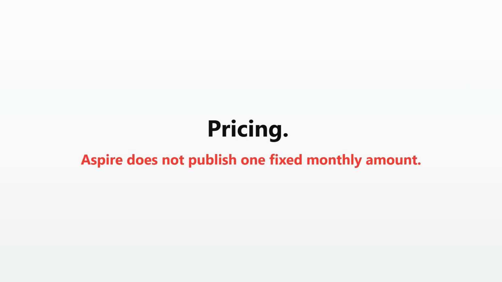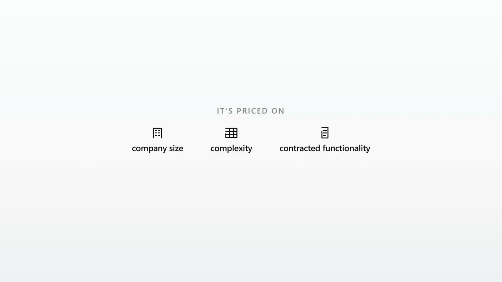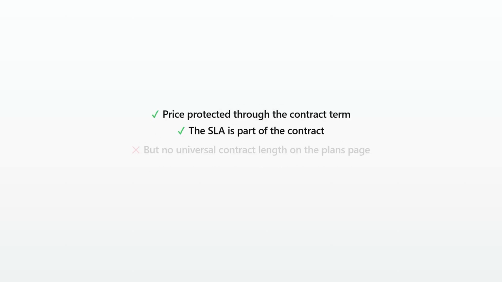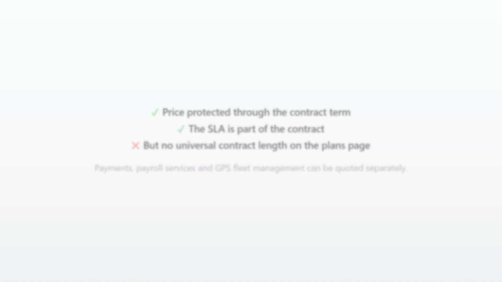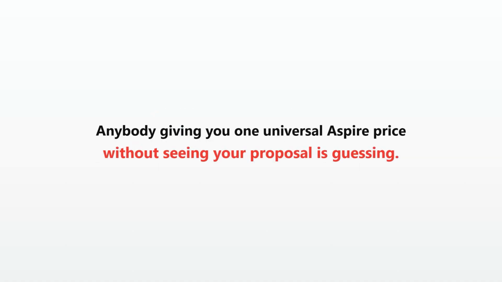But let's talk about pricing. Aspire does not publish one fixed monthly dollar amount. Its current public posture is pricing based on company size, complexity, and contracted functionality, with a monthly license fee and no limit on users. The price is protected through the contract term, and the service level agreement is part of the contract, but Aspire does not publish one universal contract length on the plans page. Payment, rural services, and GPS fleet management can be quoted separately. So anybody giving you one universal Aspire price without seeing your proposal is just guessing.